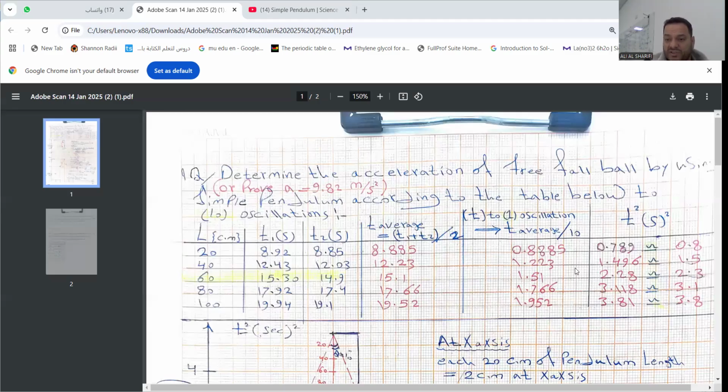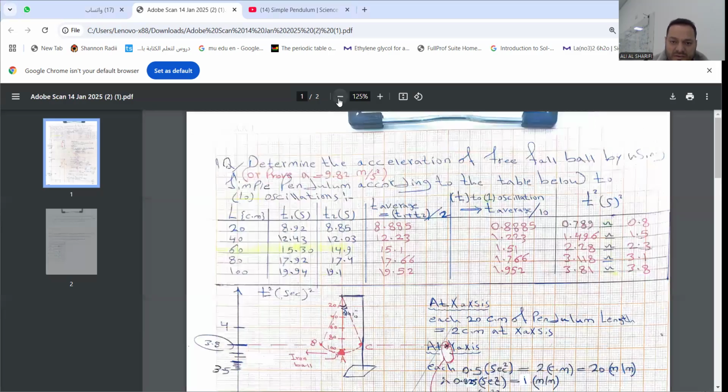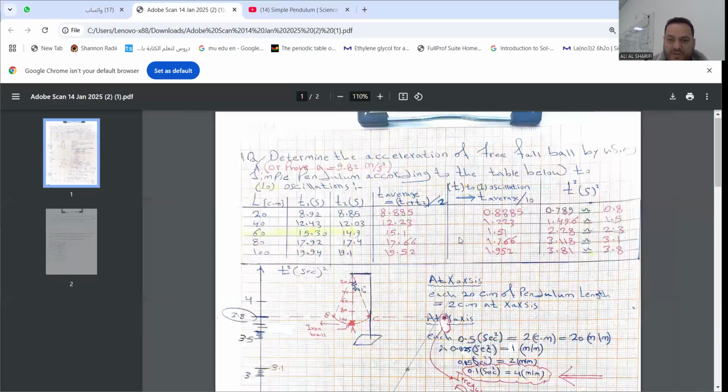It's difficult to deal with these numbers to plot your curve. By that, we can use rounding numbers. It's not a problem to say 0.789 is approximately 0.8. That will give you the opportunity to plot a better curve with fewer mistakes. Here, let me minimize my screen, and let me keep going.